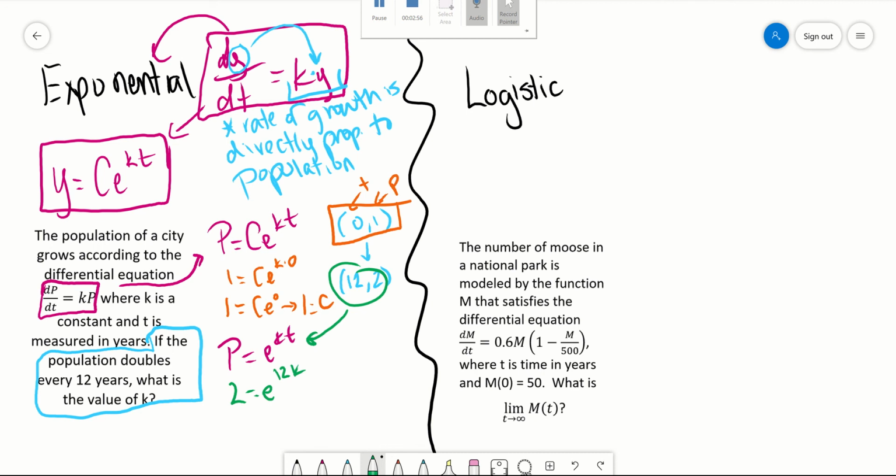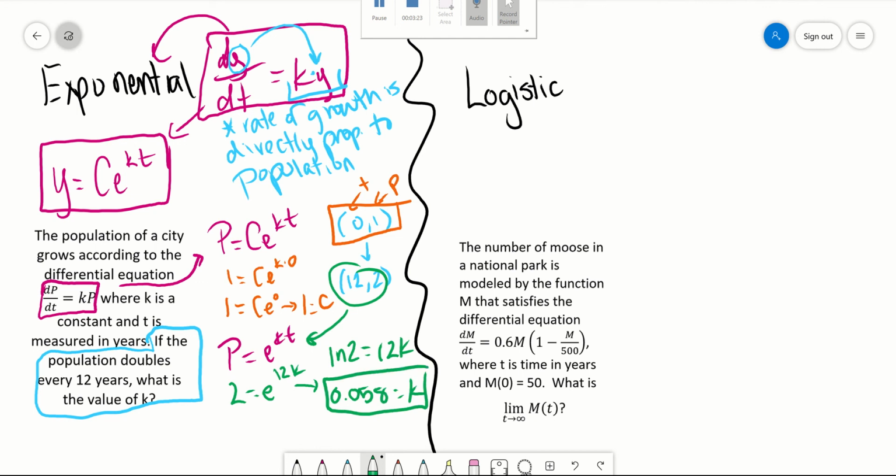So how do you get rid of e? Well, e and ln are inverses of each other. So you take the ln of both sides. And so that's going to give you ln of 2 is equal to 12k. And then you would divide both sides by 12. So ln of 2 divided by 12 gives you 0.058 if we round, and that is our value for k.